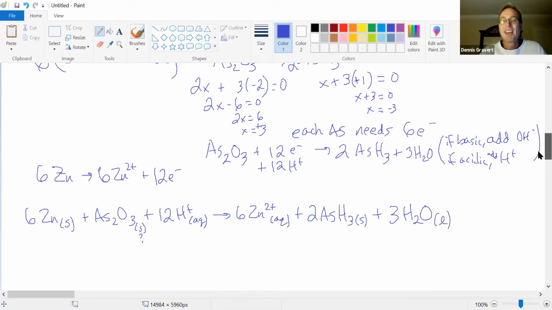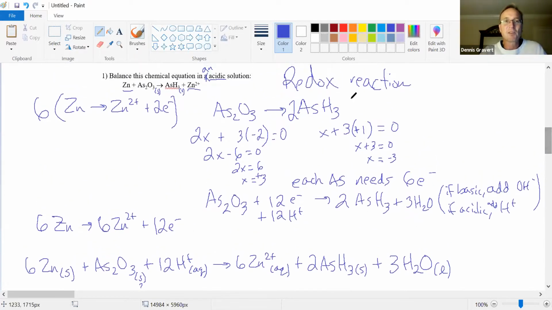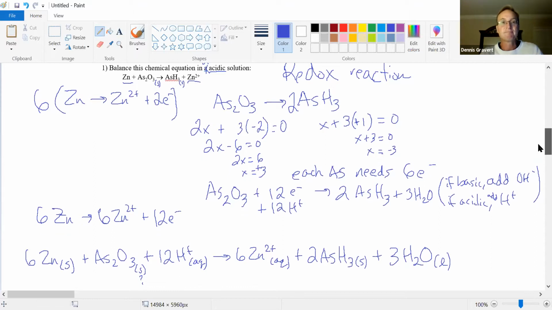Cool. And the number 2 gives you question 2 on the sample test, which will be another problem asking for a redox reaction to be balanced in a basic solution. The only difference is you add hydroxide ions. You'll still add water to balance out the hydrogens and the oxygen.